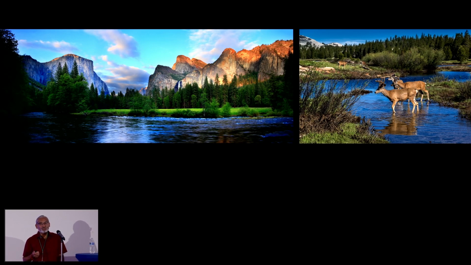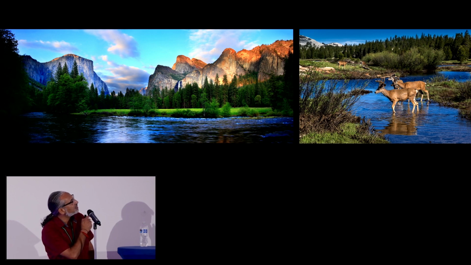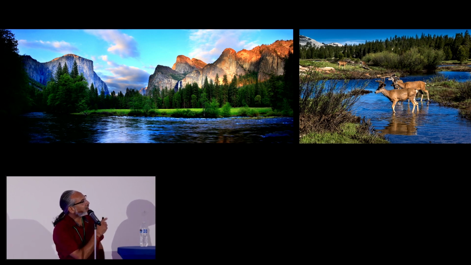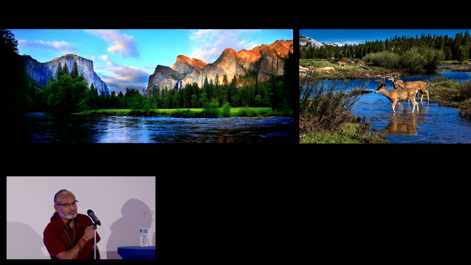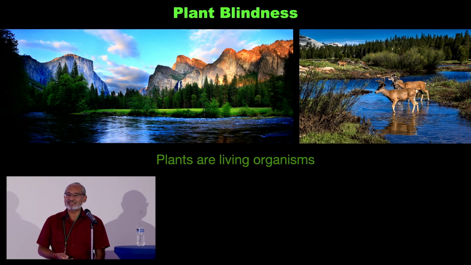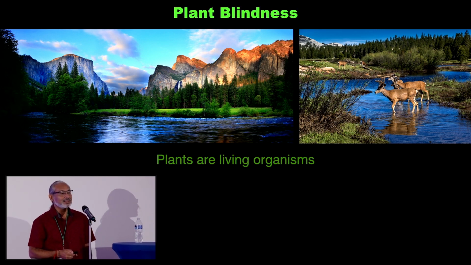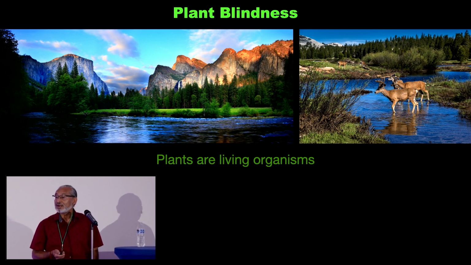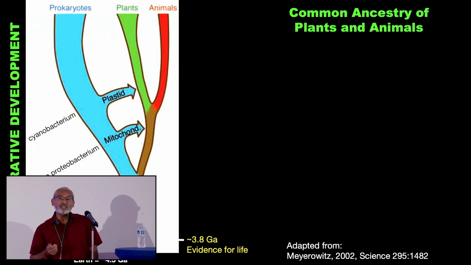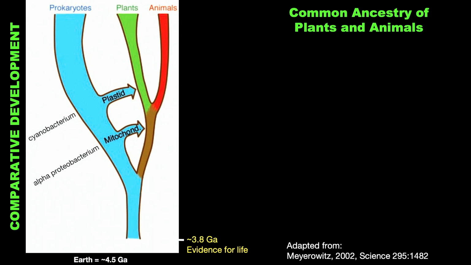So if that's true, and we look at a picture like this from Yosemite, and I ask several people, what do you see here? Mostly I get answers. I see a waterfall, I see clouds, I see mountains. On the right-hand side, I see deer, I see snow. Nobody says that I see plants. This is known as a phenomenon, plant blindness. Actually, humans have it. We never see plants. But plants are very much living. They are alive.